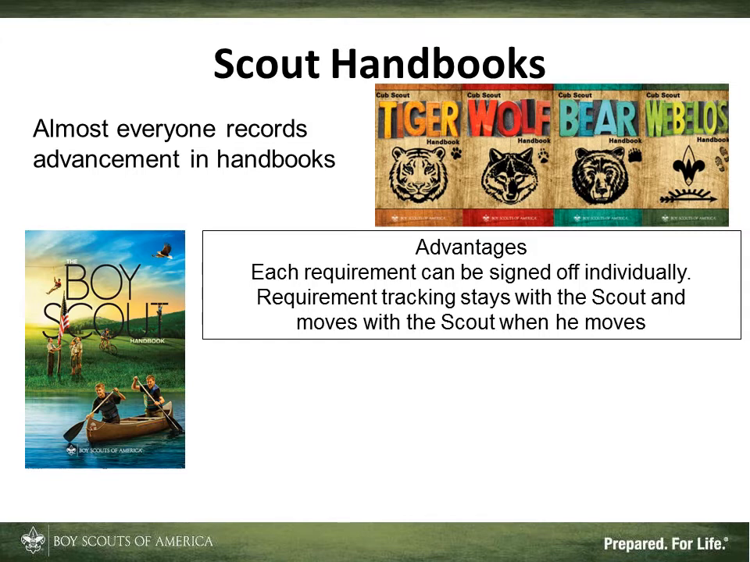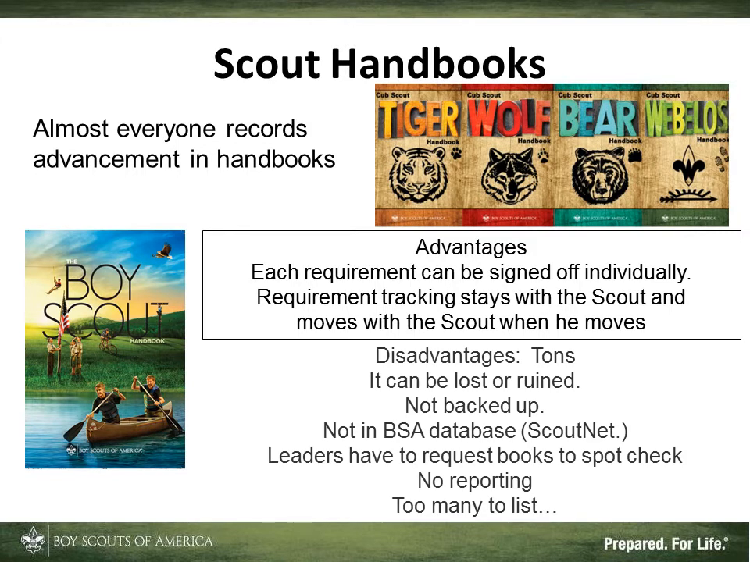Another advantage of tracking in the handbook is that the tracking stays with the scout and moves around with the scout. So the scout's got possession of the book, and the scout can have it and look at it. It's easy for the parents to look at it because the scout is with them. So those are advantages to tracking it in the book. A lot of disadvantages. The book can be lost, or it can be dropped in a lake and ruined. There's no backup. I mean, if you're just tracking it in the book, you really have no backup. If the book is lost or ruined, trying to recreate the whole advancement is kind of hard to do.